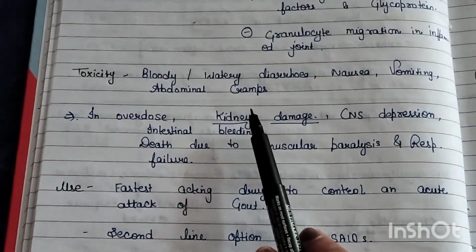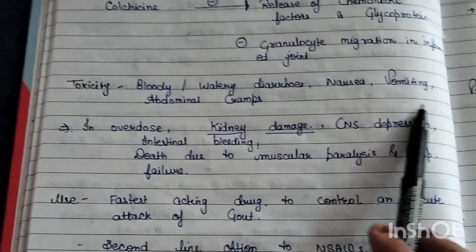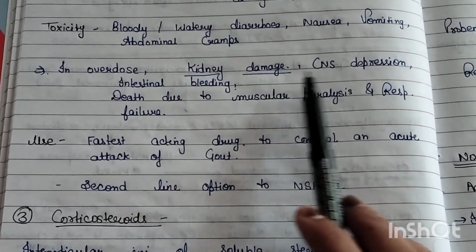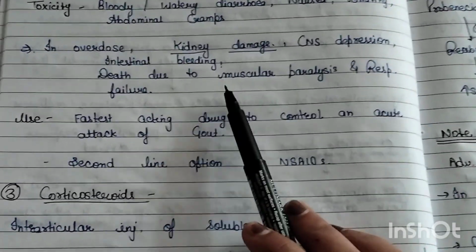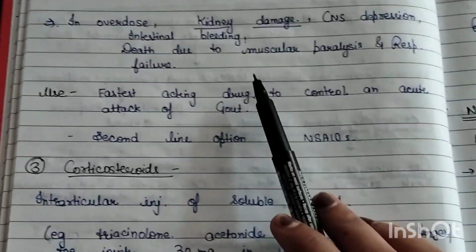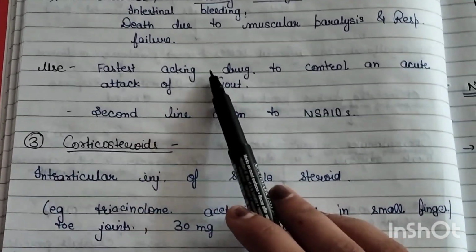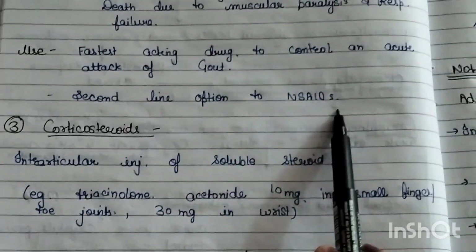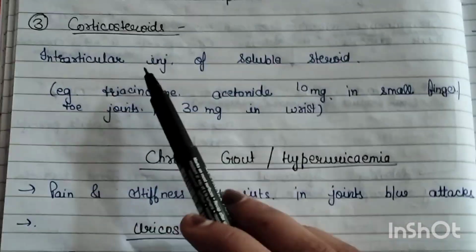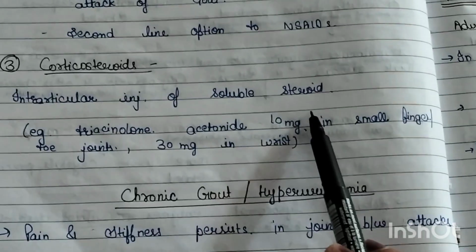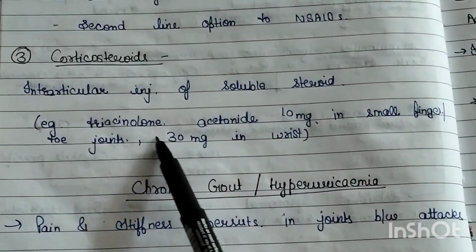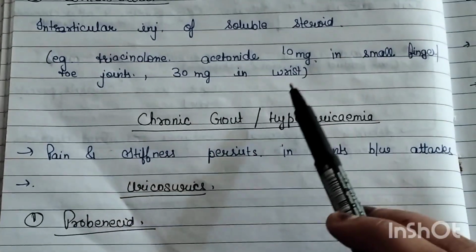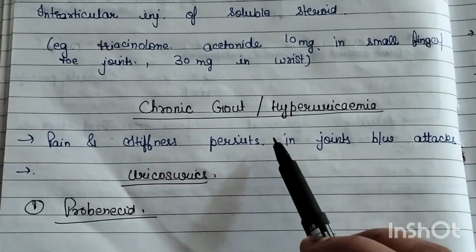Its toxicity includes bloody, watery diarrhea, nausea, vomiting and abdominal cramps. In overdose, colchicine can cause kidney damage, CNS depression and intestinal bleeding. It can also cause death due to muscular paralysis and respiratory failure. But it is the fastest acting drug to control an acute gout attack. Colchicine is a second line option to NSAIDs. Another class of drugs is corticosteroids: intra-articular injection of triamcinolone acetonide 10 mg in small finger and toe joints and 30 mg in the wrist.